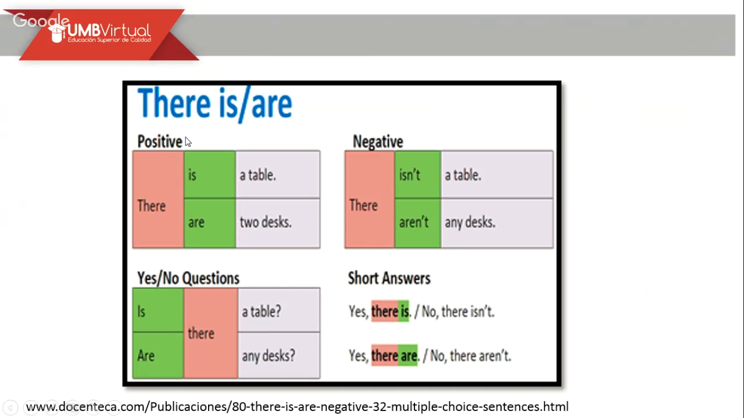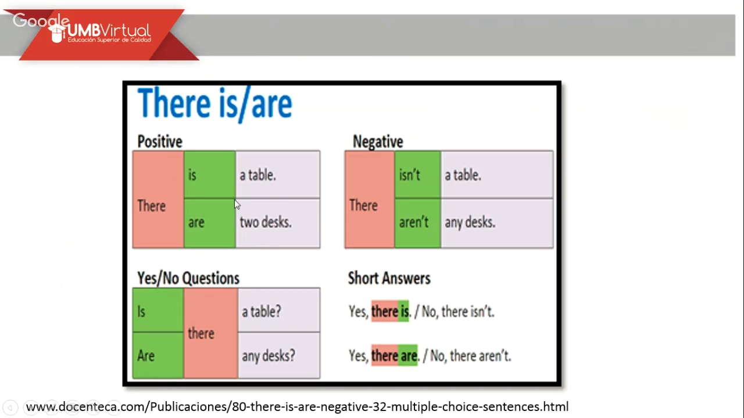Entonces recordemos que la forma positiva para singular es there is, a diferencia del there are, que es plural. En español, si nos damos cuenta, decimos hay tanto para singular como plural. Hay una mesa o hay dos escritorios. Pero en este caso sí hay una diferencia gramatical fundamental para hacer nuestros respectivos enunciados. So there is a table.